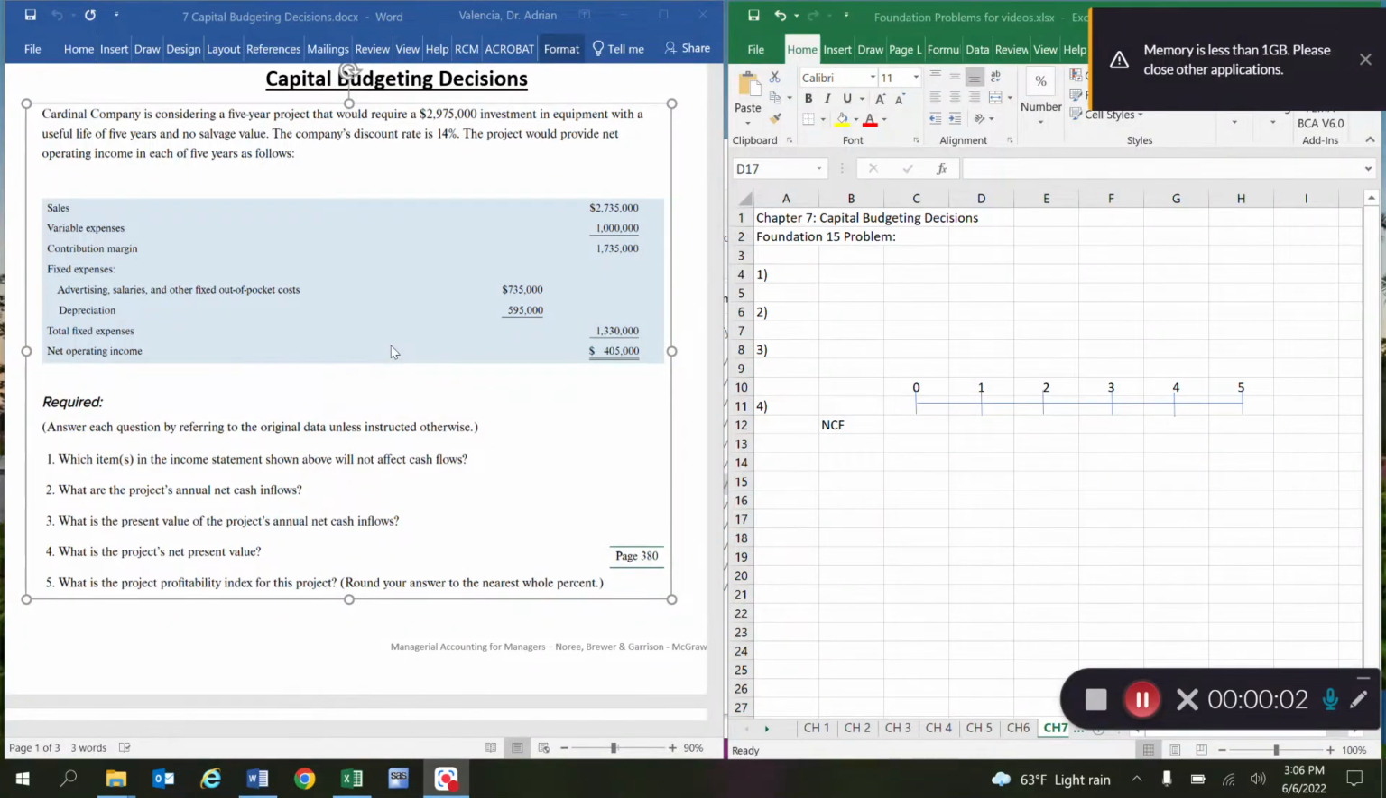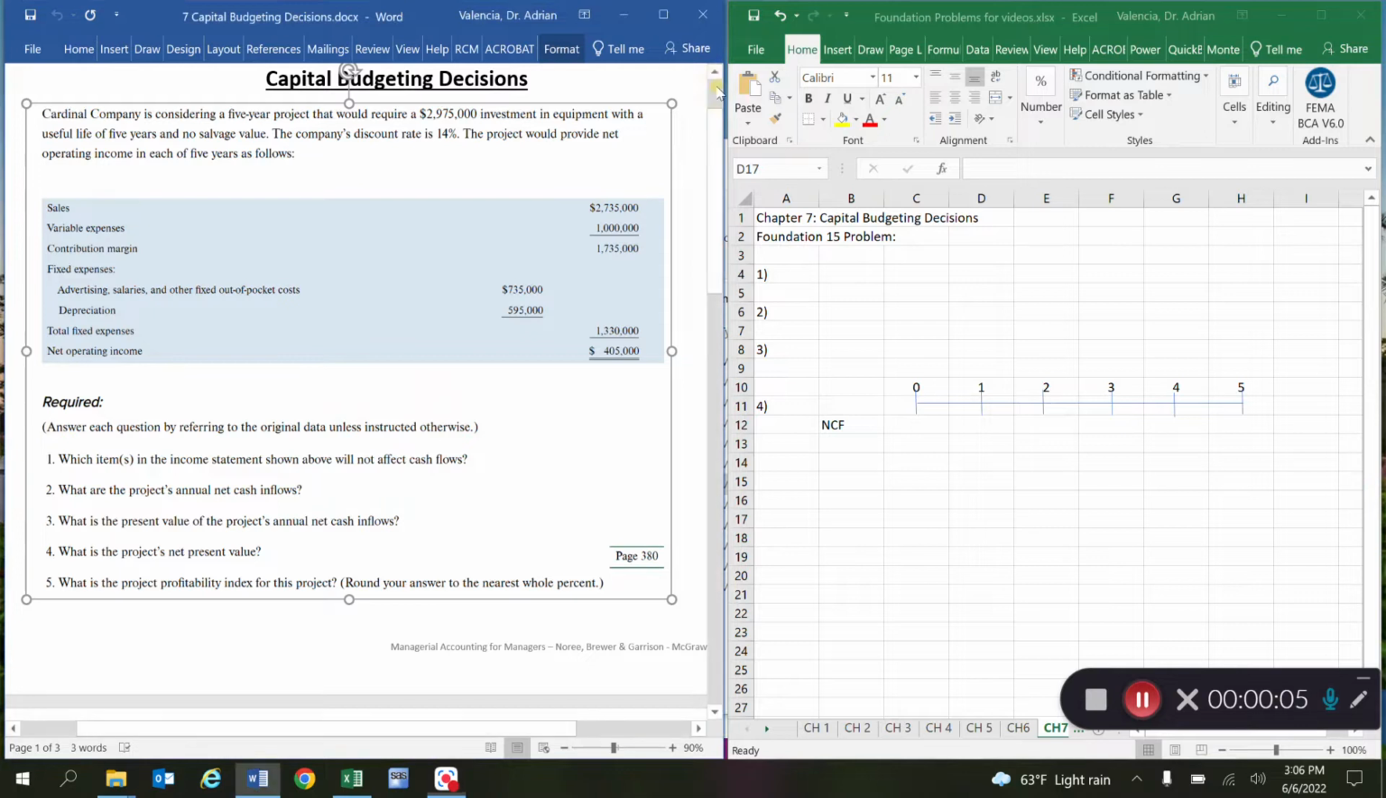In this video, I'm going to discuss the Chapter 7 Foundation 15 problem on capital budgeting decisions. And when we look at the problem here, we have Cardinal Company considering a 5-year project that requires an investment of $2.9 million in specific equipment, and it has a useful life of 5 years and no salvage value. The company's discount rate is 14%, and the project would provide net operating income as follows.